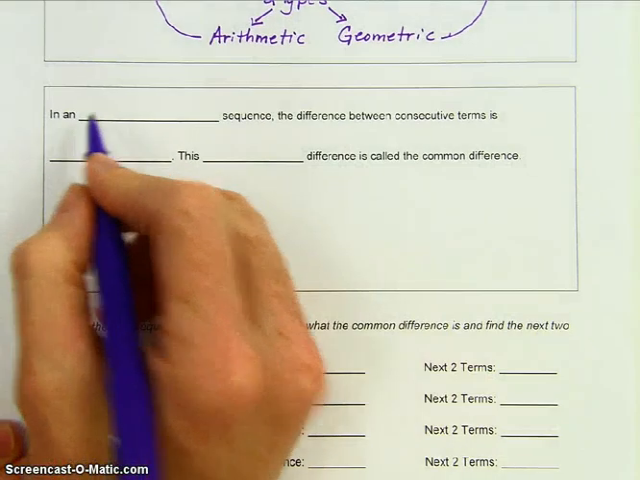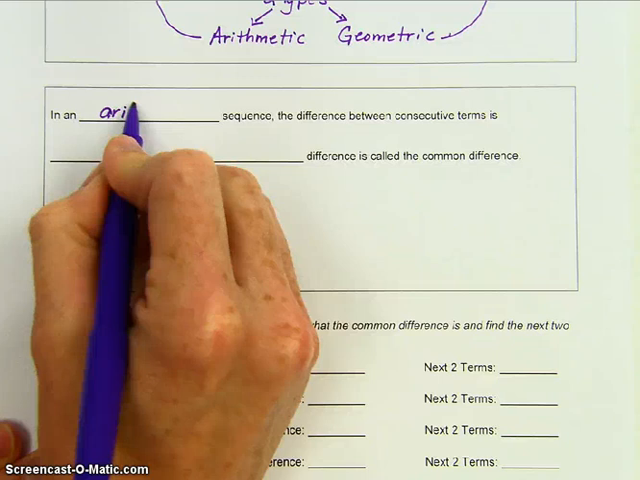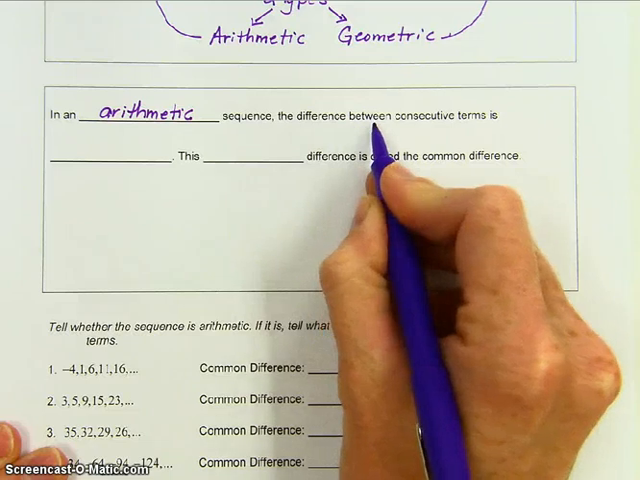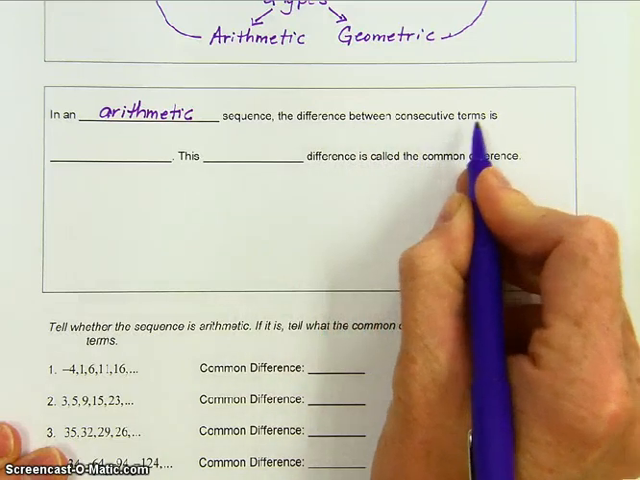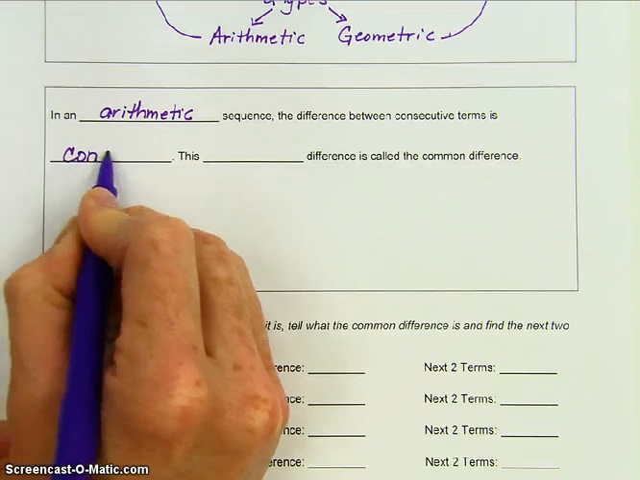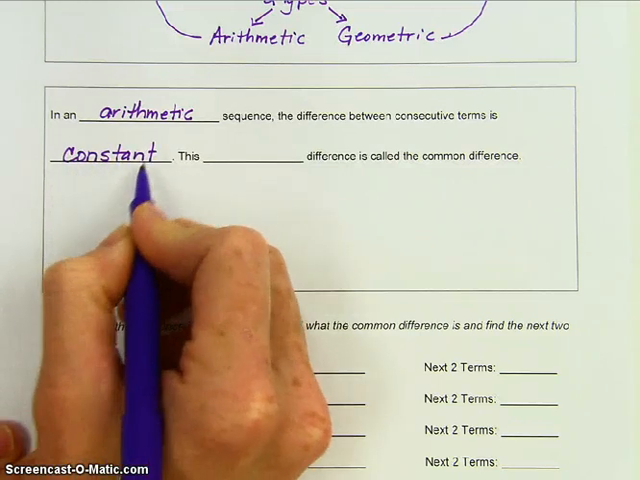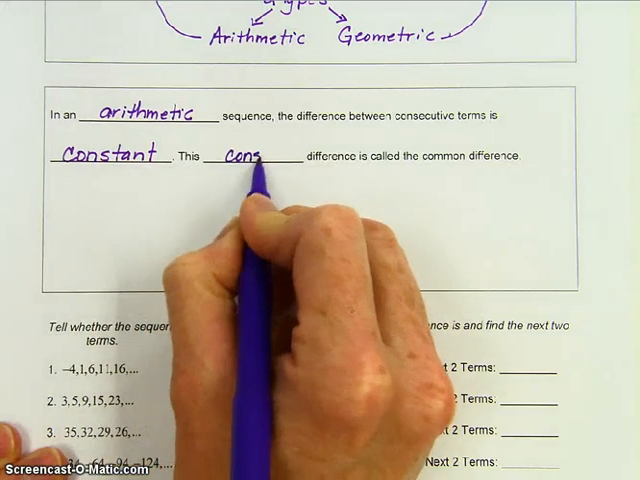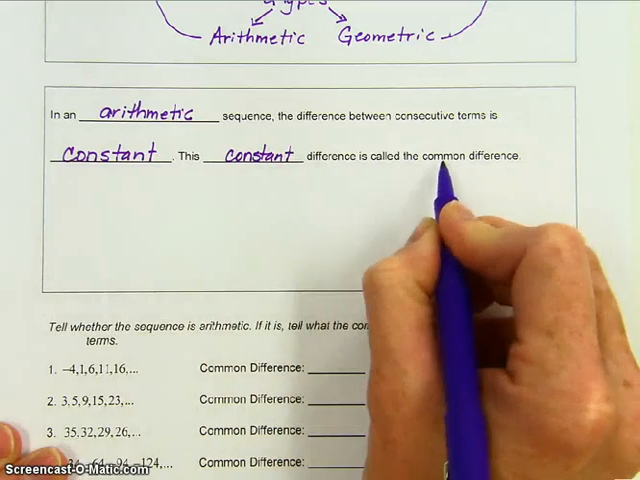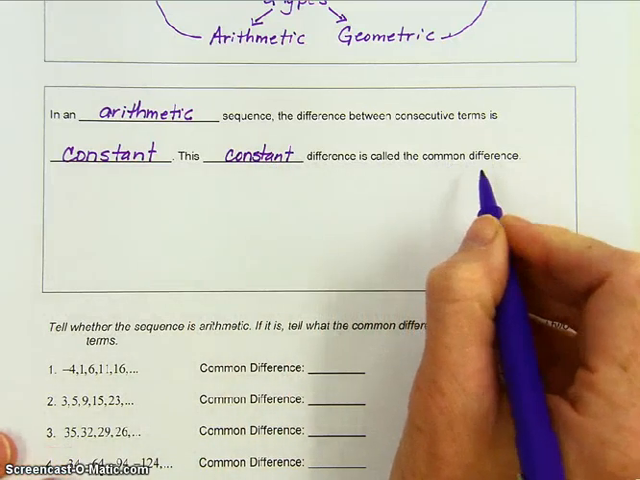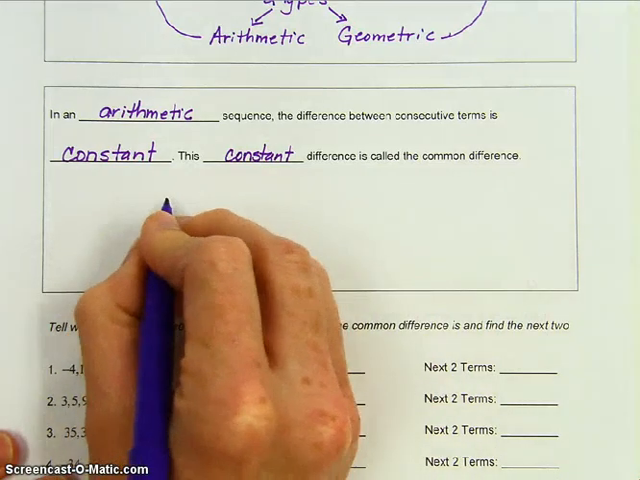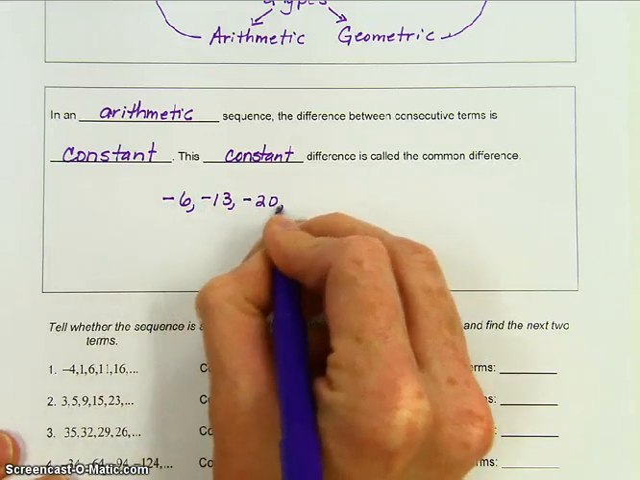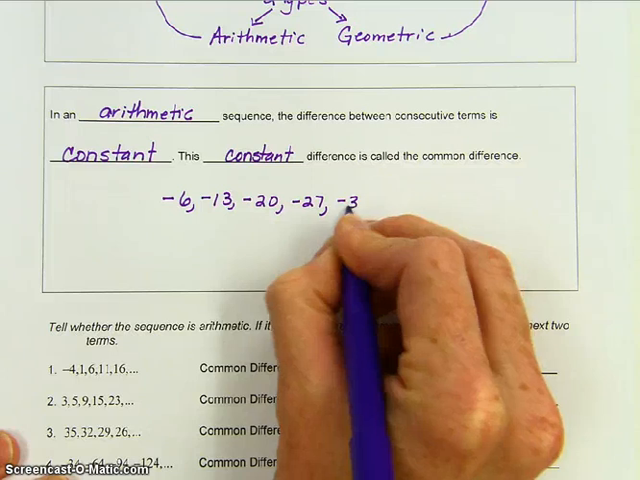And it says in an arithmetic sequence, the difference between consecutive terms is constant, as in it does not change, it stays the same. This constant difference is called the common difference. So let's look at another example here. We have negative 6, negative 13, negative 20, negative 27, negative 34, and so on.